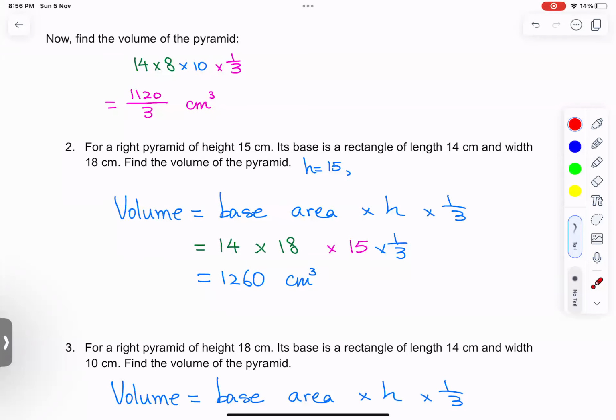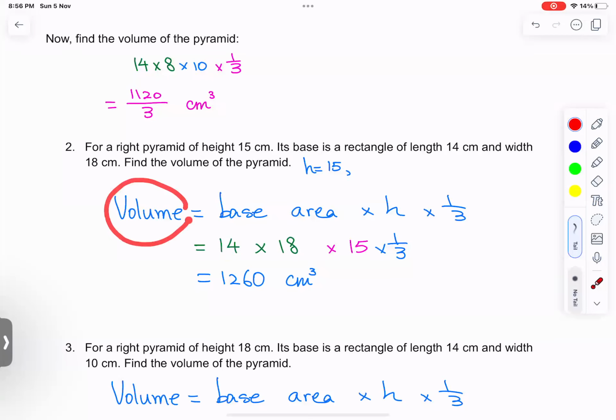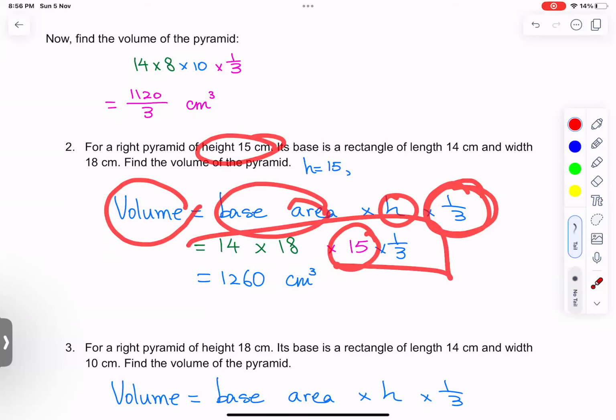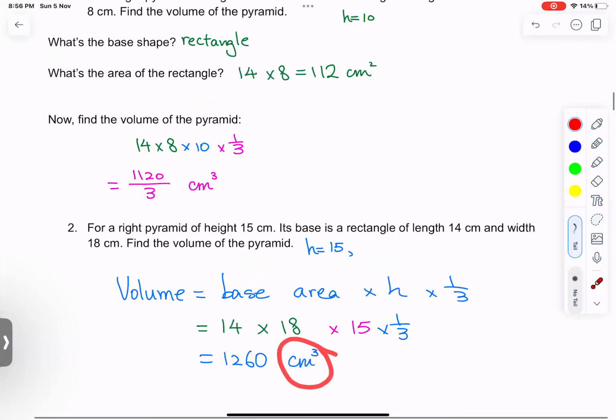Since in this question you had a base already, and you also know the base shape is a rectangle, you find the rectangle area. And then to find the volume, we need base shape area times height times 1/3. The height here is 15, so replace by 15, and then times 1/3, and then click the whole thing in the calculator, you should get this. And then for volume, we put cm cube. And for area, we put cm square.